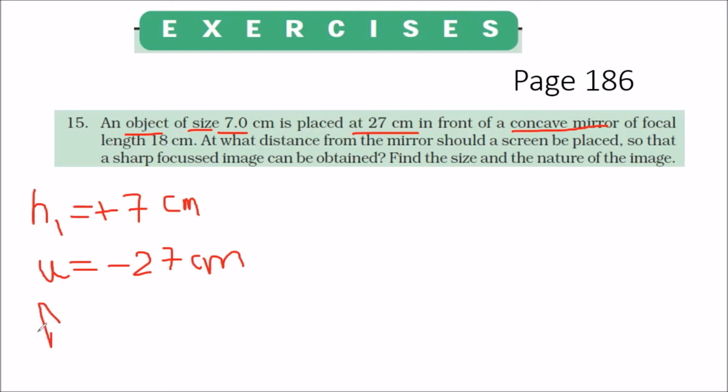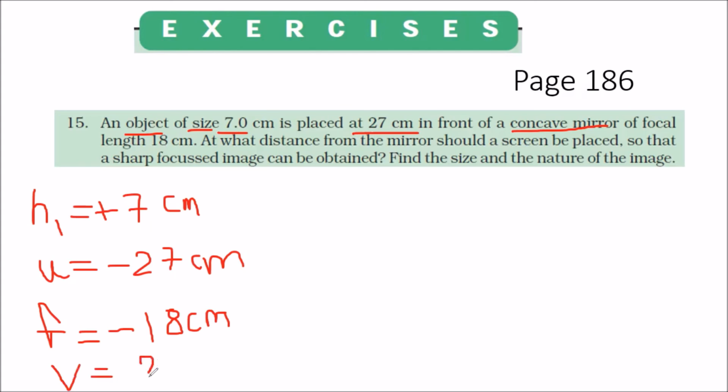Now the focal length of the concave mirror is given to us, which is 18 centimeter. Until now we were doing convex mirror, this time it is concave mirror, and we know the concave mirror focal length is negative because the focus is on the left side. The question says what distance the image will be formed.